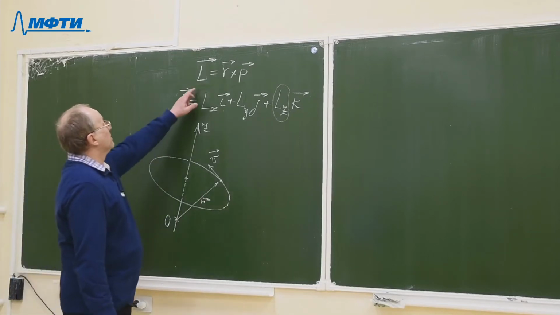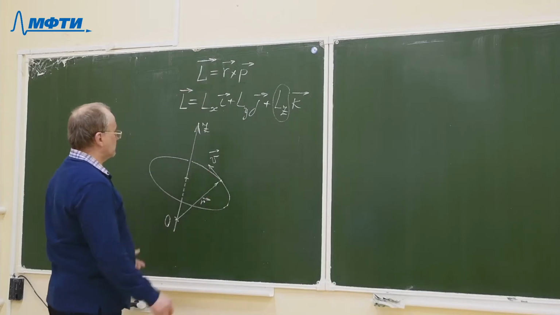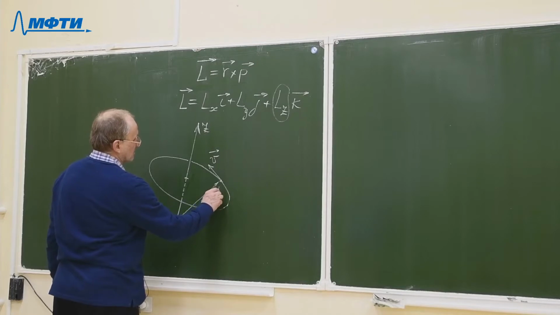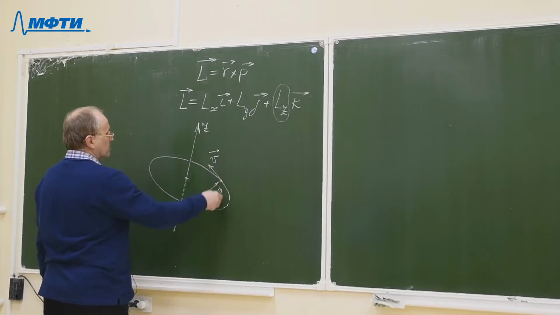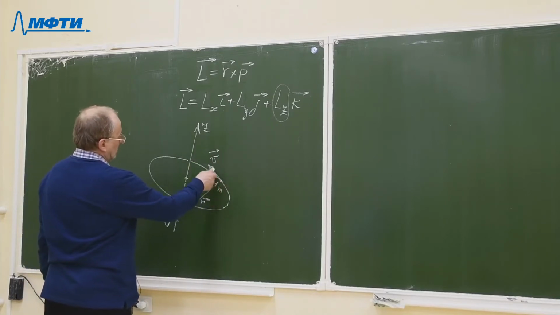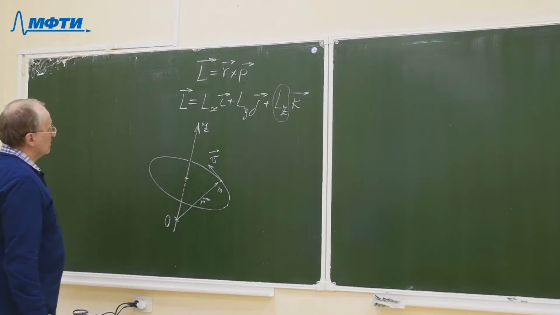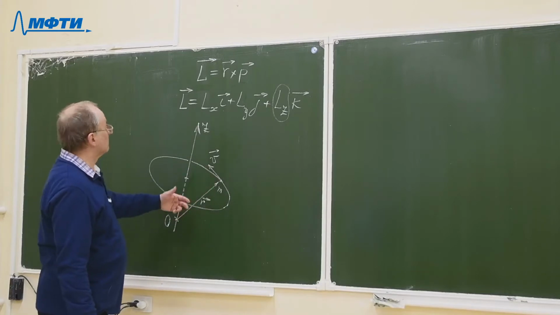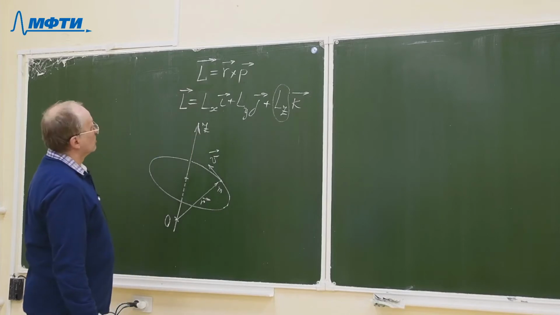And what does it mean if there is an angular momentum? It means that this point has some mass, and there is some momentum, mass times velocity, and the vector product of r by momentum will give you the total vector L.